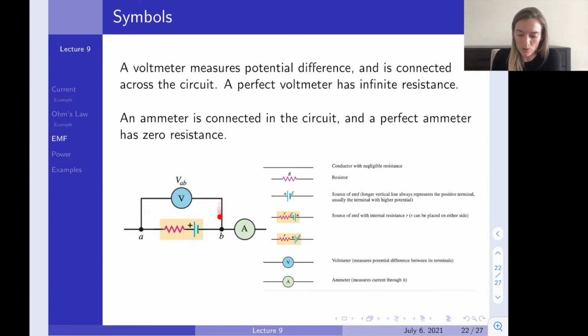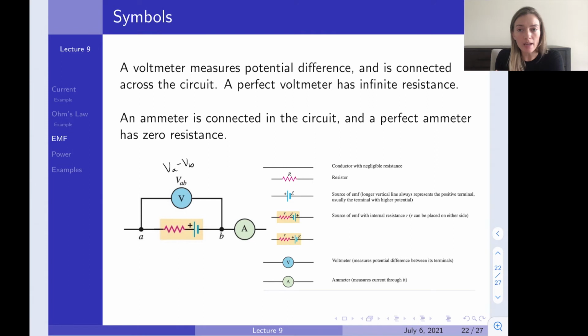A voltmeter will be drawn like this on your circuit, and it will have points A and B labeled, and it will just tell you the potential difference between point A and point B. So it will tell you VA minus VB. Now, an ammeter is over here, and an ammeter measures the current through your wire. And then we have these other elements here.